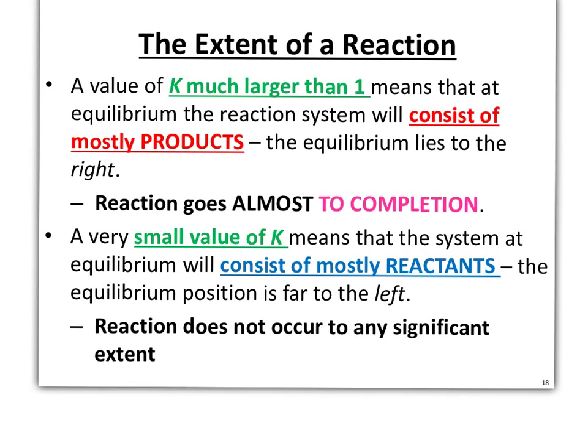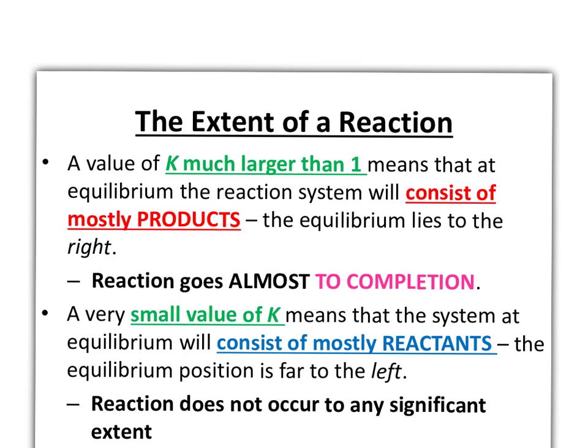So the extent of reaction, a value of a K much larger than 1. And guys, this is very simple. How do you tell what's favored in a K reaction? Let that arrow point you to the Holy Land. Okay? The point of the arrow tells you what is favored. If the point is to the right, the products are favored. If the point is to the left, the reactants are favored.